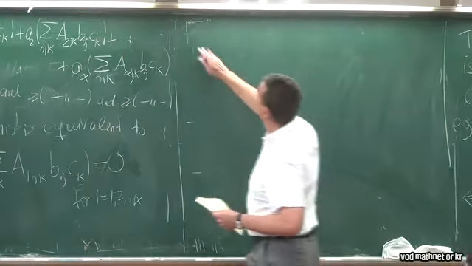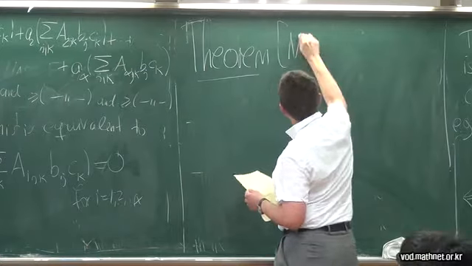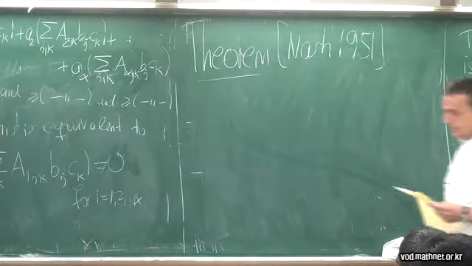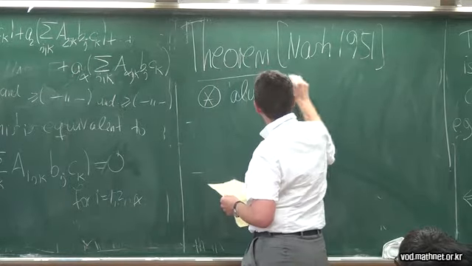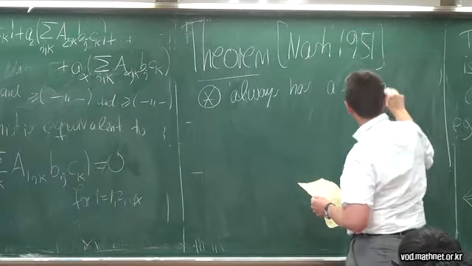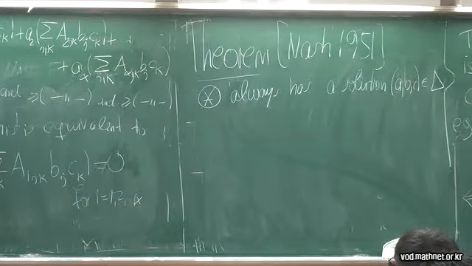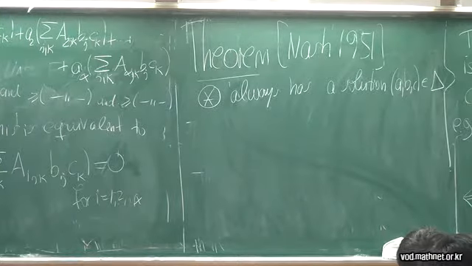So here's the big theorem. This was proved by Nash, who got the Nobel Prize in economics for showing that this always has a solution. No matter what the payoff tables are, for any triple of tensors, capital A, capital B, capital C, there is at least one Nash equilibrium.